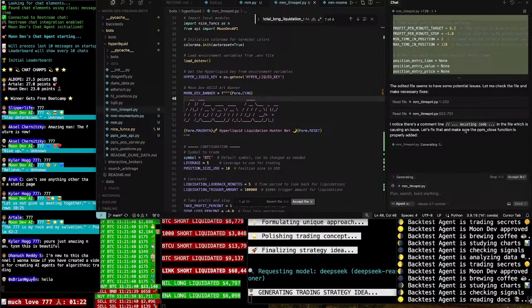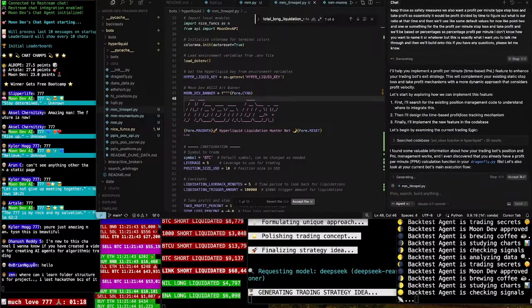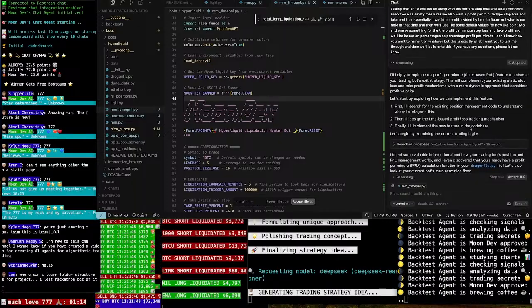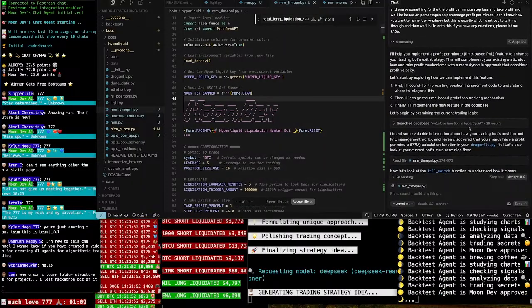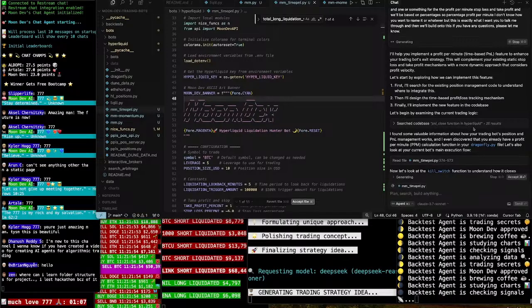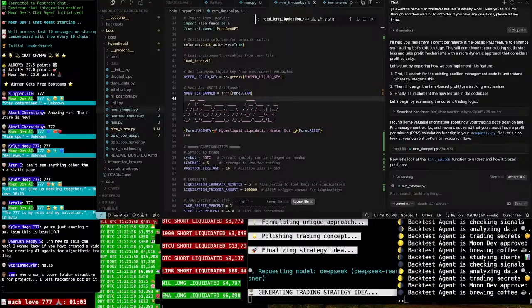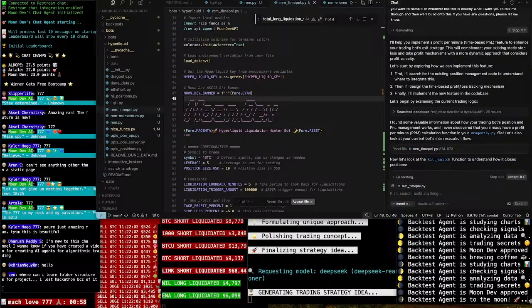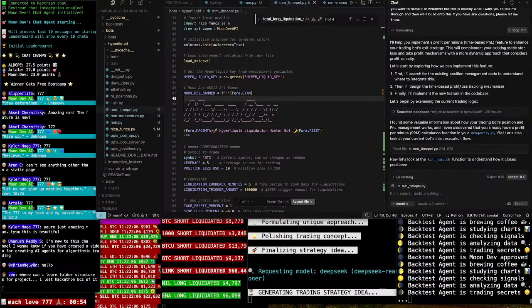Here we go. Time P&L. Okay, so it says, I'll help you implement a profit per minute time-based P&L feature to enhance your trading bot's exit strategy. This will complement your existing static stop loss and take profit mechanisms with a more dynamic approach that considers profit velocity. Hey, that's sounding good. That's exactly what I want, dude. Profit velocity.